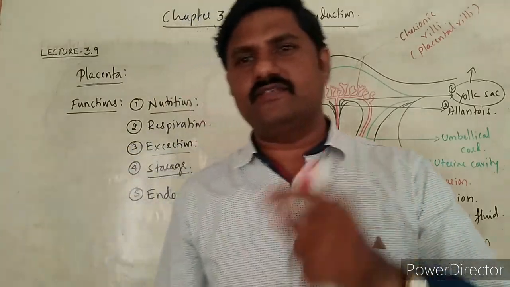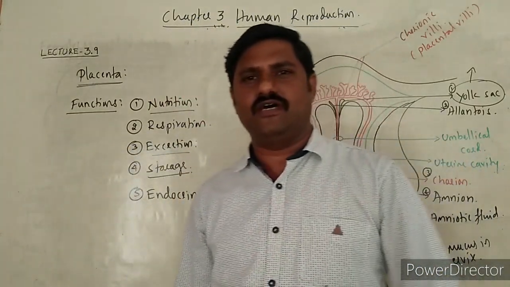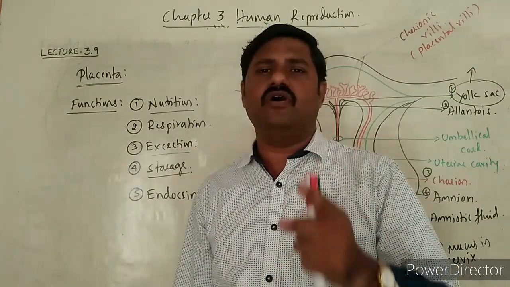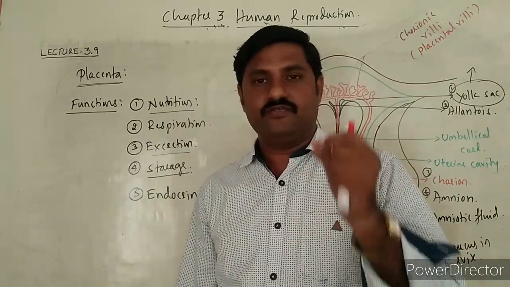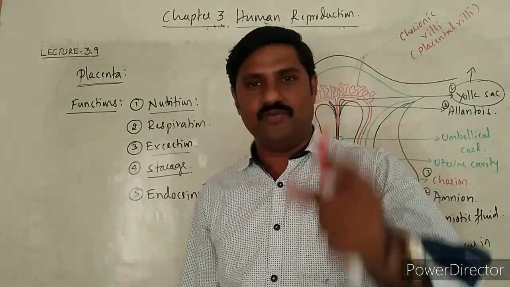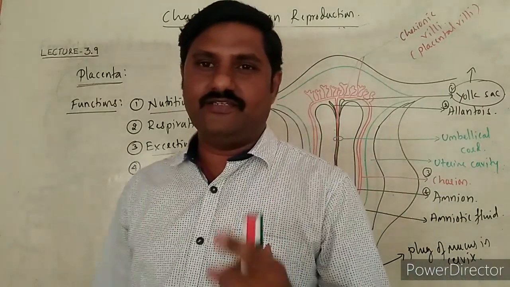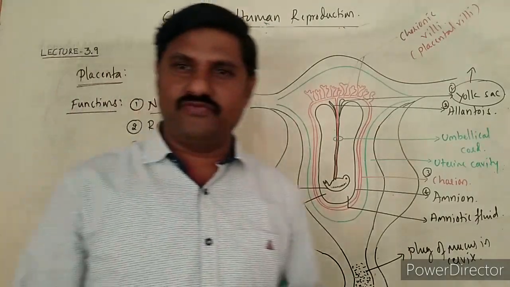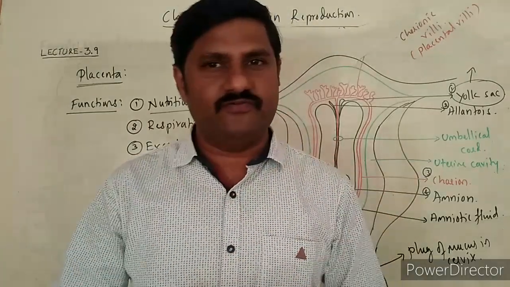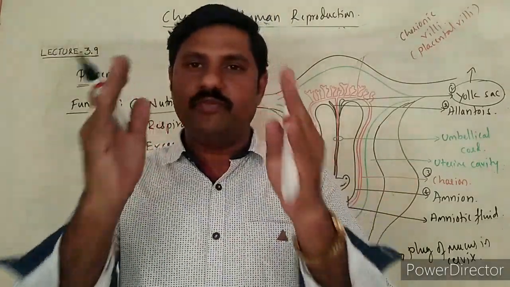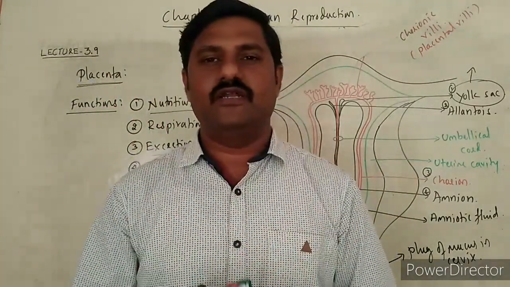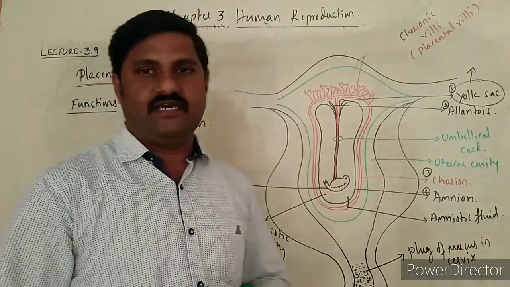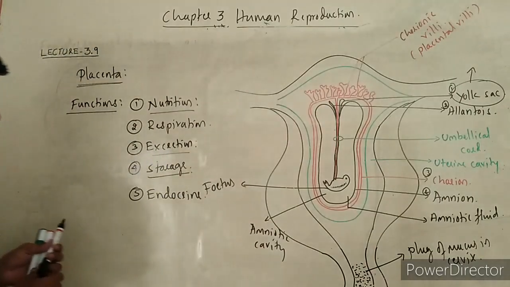Why is it acting as endocrine system? The question arises over here. Because it produces so many number of hormones over here. So hence it is acting as the endocrine system. What are those hormones? Very important one from the exam point of view. That's why we have to remember all the hormones which are produced by this placenta. Let us list out all those hormones now.